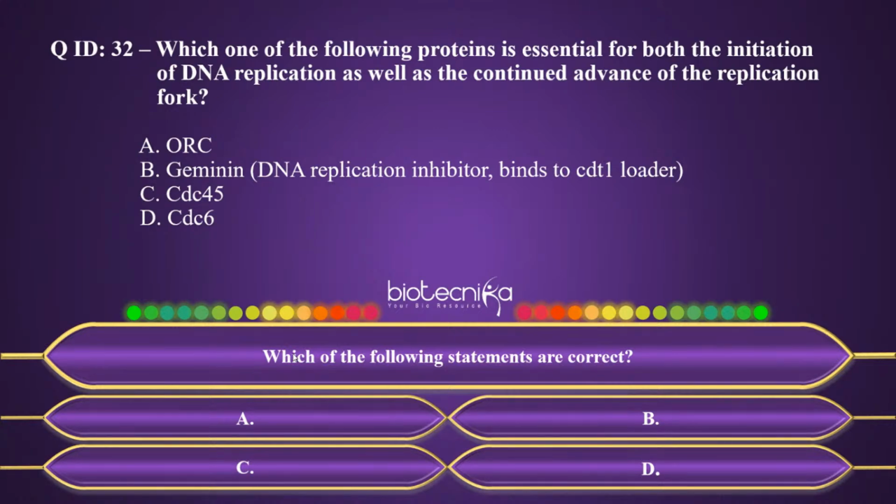So the first one is ORC, right? Second is geminin. Geminin is basically a DNA replication inhibitor which binds to the CDT1 loader. So in eukaryotic replication, a loader protein is present.